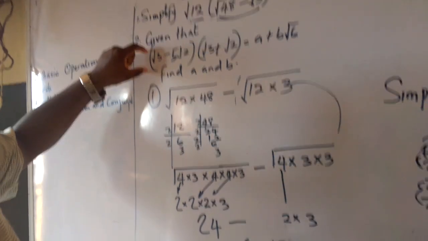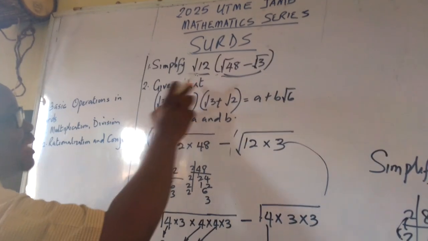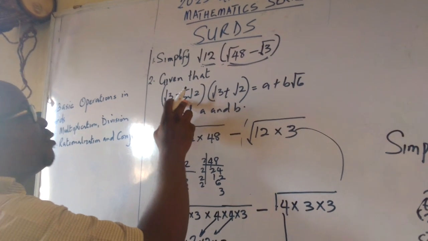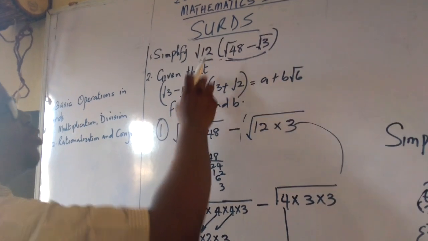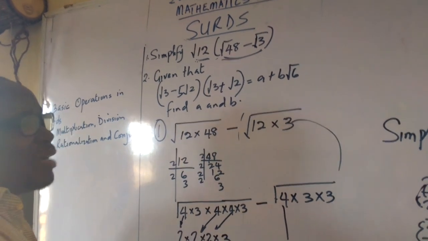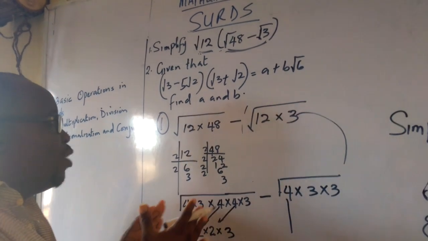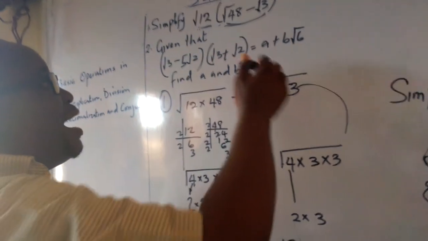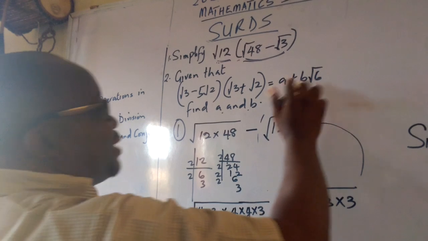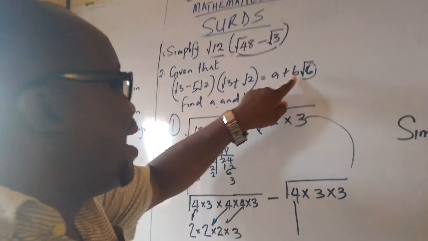Now, look at this expression. Given that bracket open, square root of 3 minus 5 root 2, bracket close, bracket open again, square root of 3 plus square root of 2. The same way we carry out our normal expansion, in the same way we will go about this second question. And they said we should find what A and B are, meaning that at the end of opening this bracket, we'll have a common term that will give us 6. So we have to find the value here and the value here.